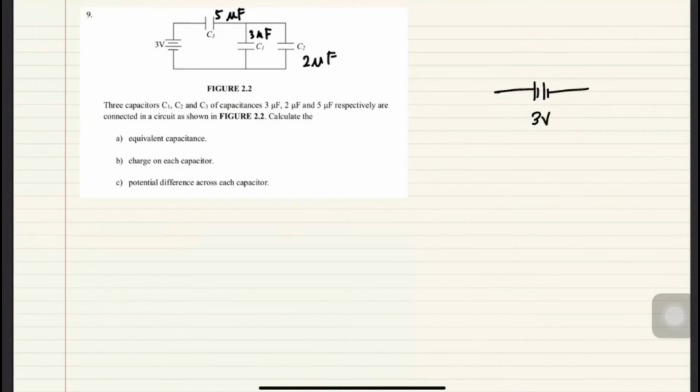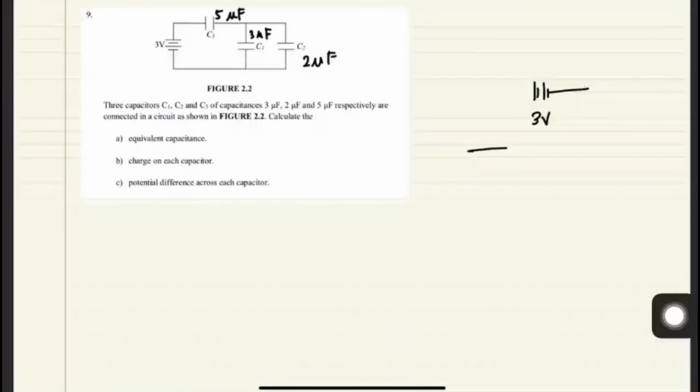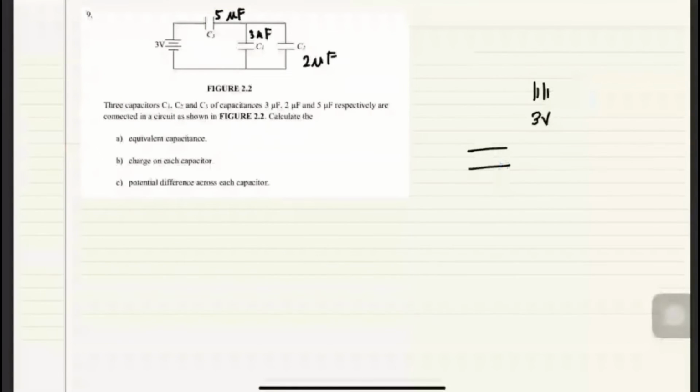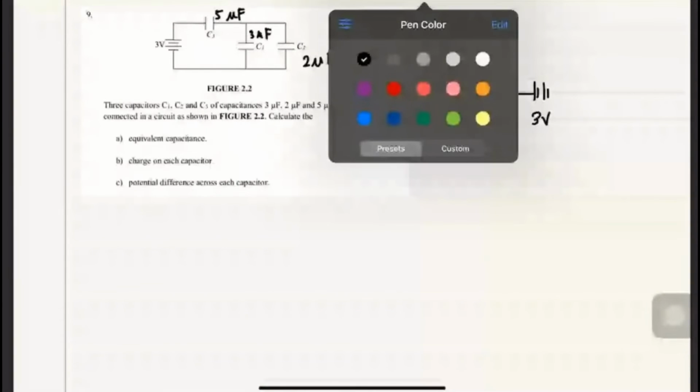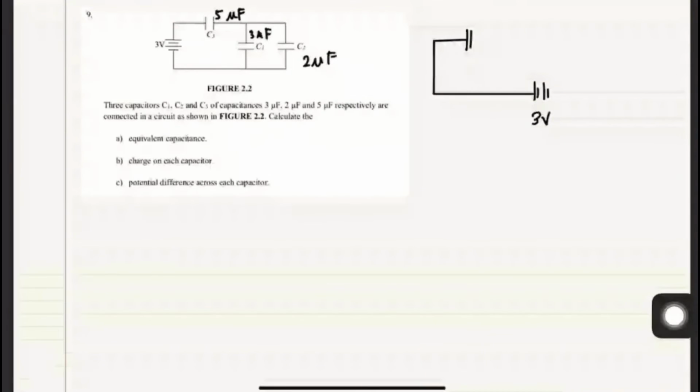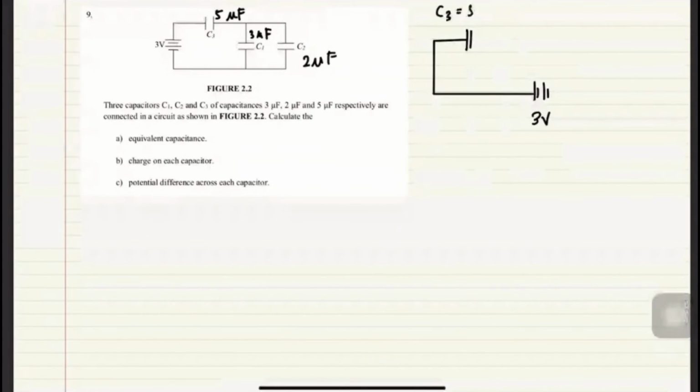Okay, so basically saya akan gerak daripada positif ni. Gerak, jumpa the first capacitor. Kapasitor tu saya akan tegakkan dia, berdiri tegak lah. Okay, normally saya delete tadi, saya tegakkan kapasitor saya. Ini adalah C3, which is equal to 5 microfarad.